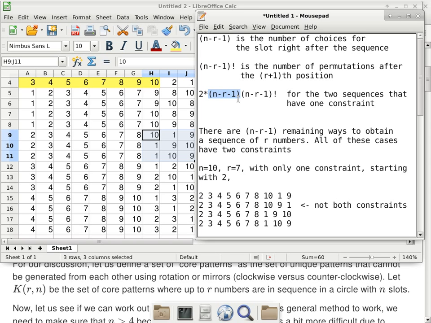The 2 times has to do with the fact that there are 2 patterns that fit this particular description. If you start with a 1, it fits that description because the n now has no constraint. On the other hand, if the first part here ends with n, then you also only have 1 constraint because nothing can follow n. And that's why there's a 2 times. Yep.